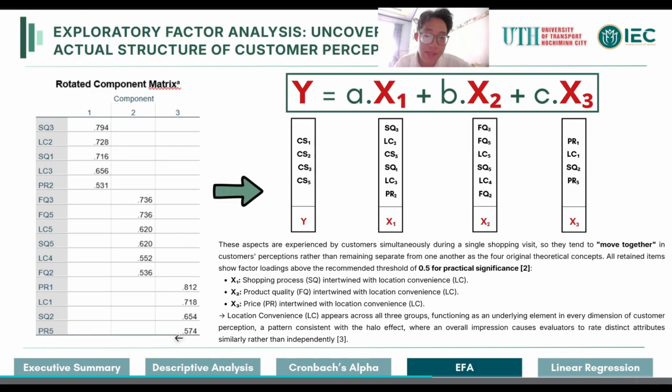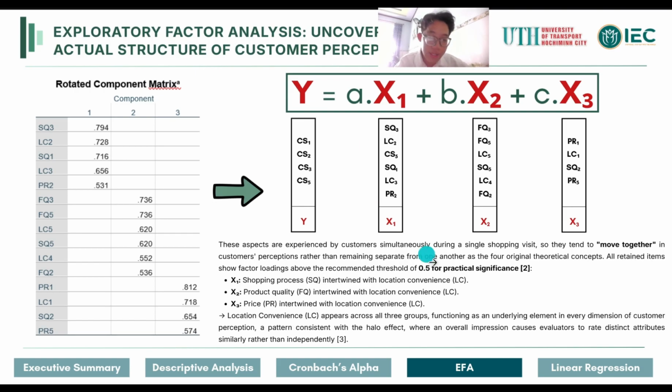I mean independence. Here we can see that the LC, location, convenient factor appears across all three groups. So it leads to the conclusion that this is likely the background factor that touches every part of the customer experience when they see the shop X. So now we have these three factors.